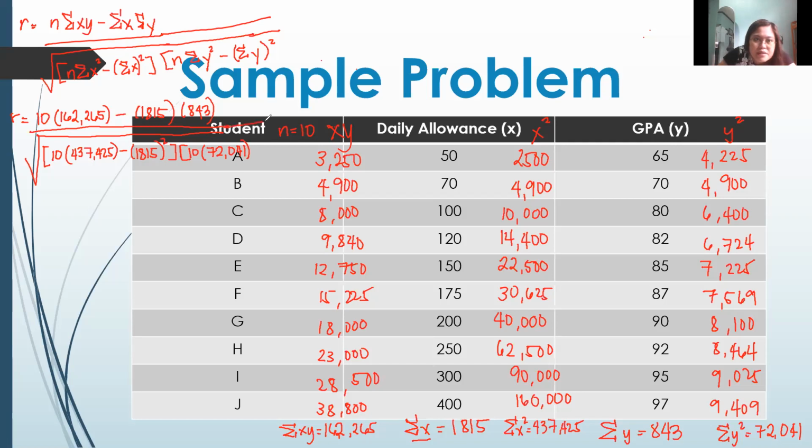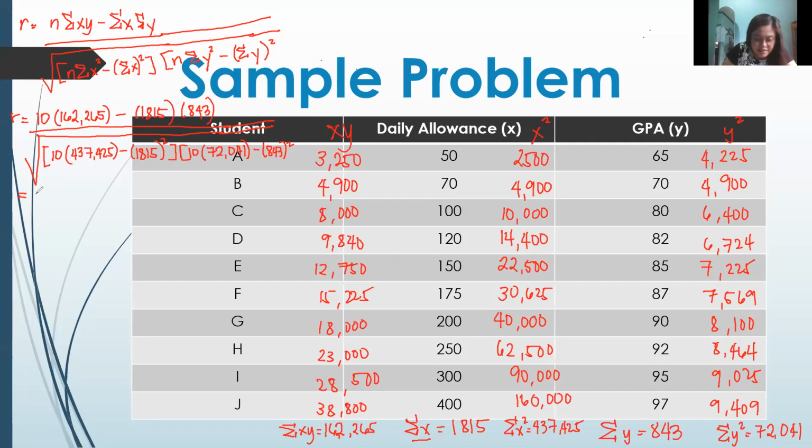That's 72,041, minus the summation of Y, which is 843, and the squared is outside. I'll remove the N equals 10. Okay? So we can now solve it step by step. I hope it fits on my screen.